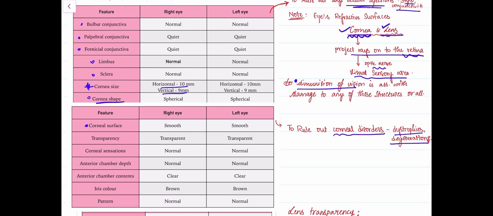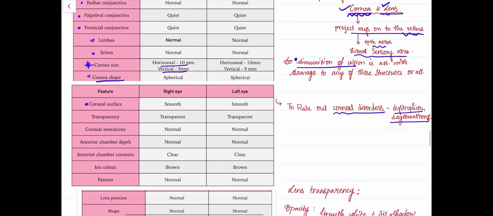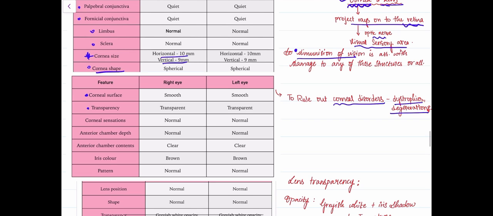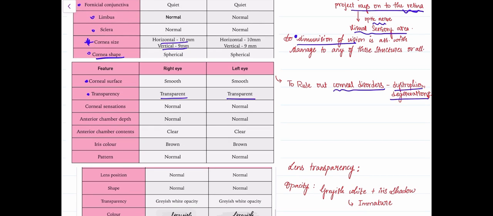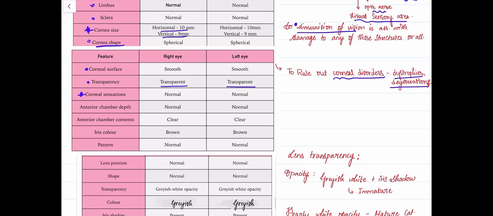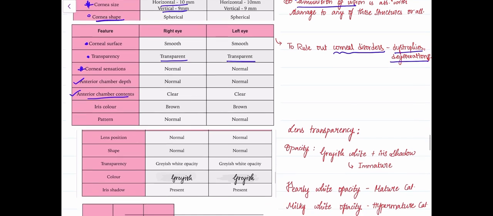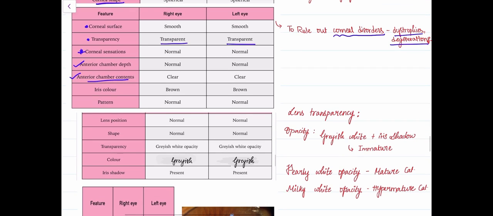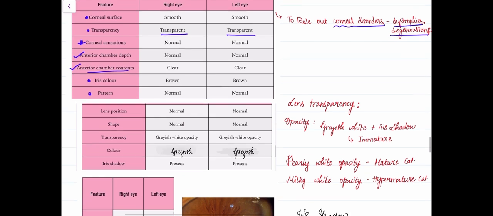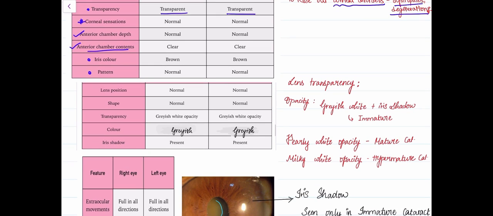In dystrophies, we have pterygium, pingecula, all of that. And then we also check the corneal transparency if there are any opacities, nebula, adherent leucoma, all of that. And then we check for corneal sensations, and then anterior chamber depth. We also check about anterior chamber contents by slit lamp examination. And then we move on to iris color, iris pattern, again to see if everything's normal.